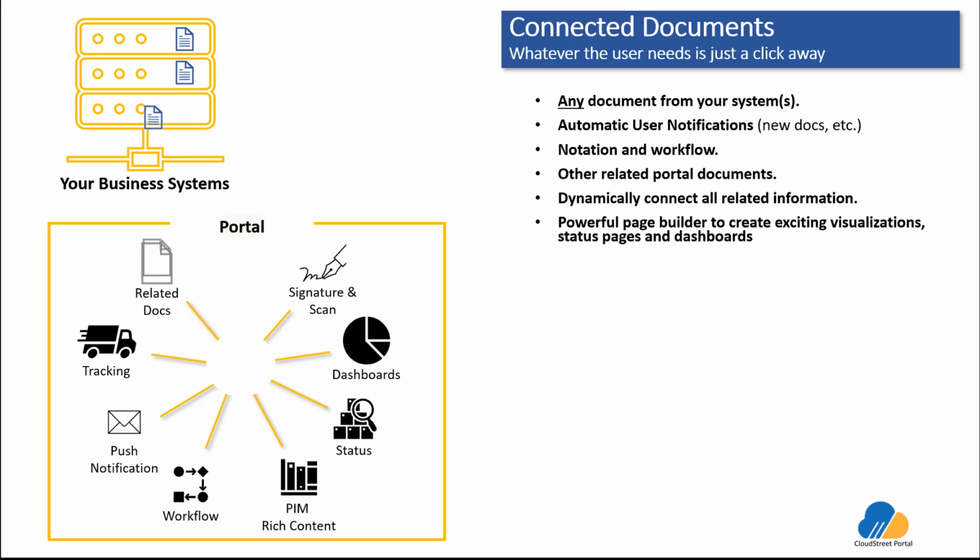We also could relate our document to other types of information, such as product information management systems. Rich content, such as product spec sheets or safety data sheets, or instructions on how to install or assemble the product, could all be incorporated and related to the products on an invoice, for example. But you can go beyond that because we're not limited to simply invoices and statements. You can produce reports and dashboards and status information, or virtually anything you can think of through the Cloudstreet Portal system.